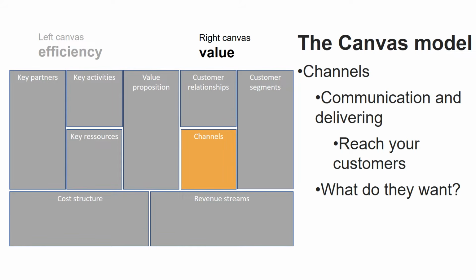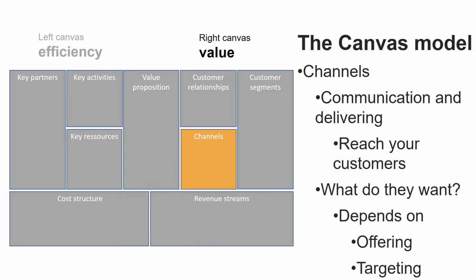You have to ask yourself the question, how do these customers want to be reached with my offer? Do they want to have a personal contact in a store or office? Or do they want to order online? Do they expect 24/7 service? In the end, the selection of the right channel depends on our offerings and the customer segment we are targeting. They have to match.